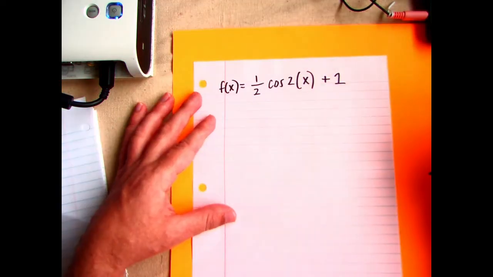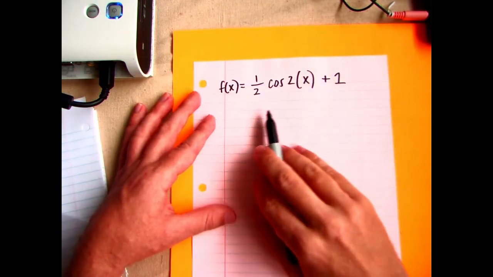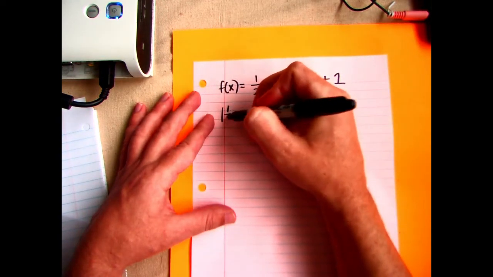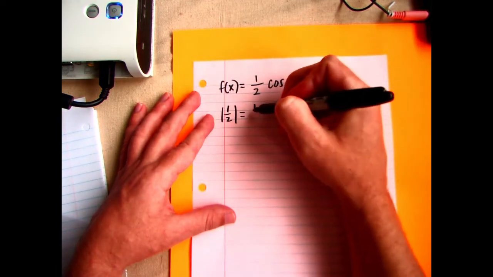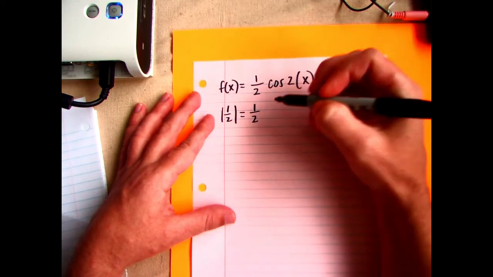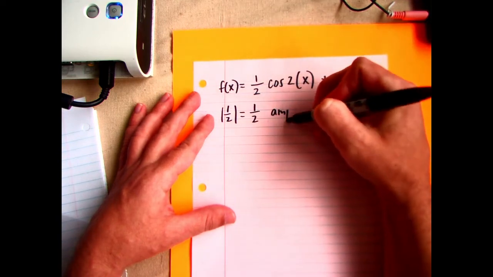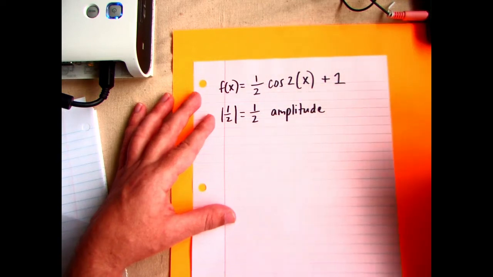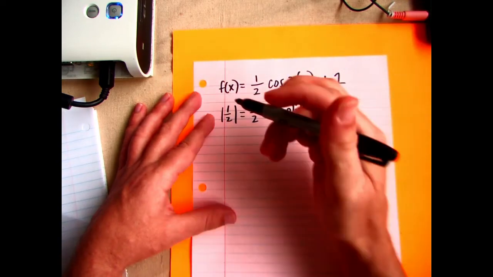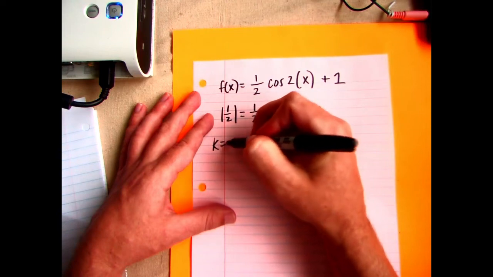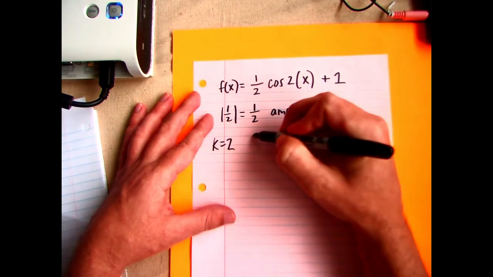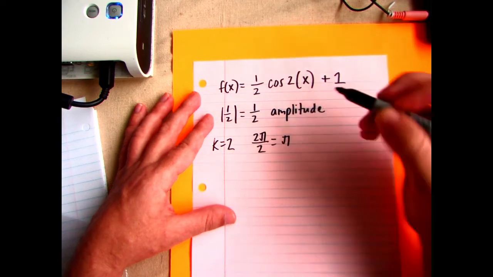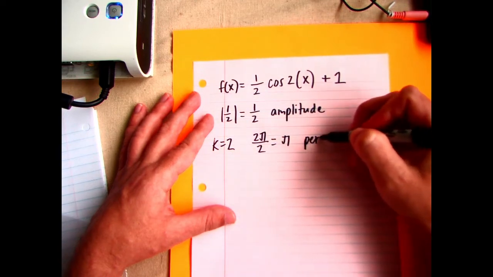Alright, so I got one more example for you for this video. We already did a lot with the sine graphs. Don't need to do too many. So here's one more for you. Amplitude is 1/2. My k value is 2. So when I put 2 pi over 2, that gives me my period, which is pi.